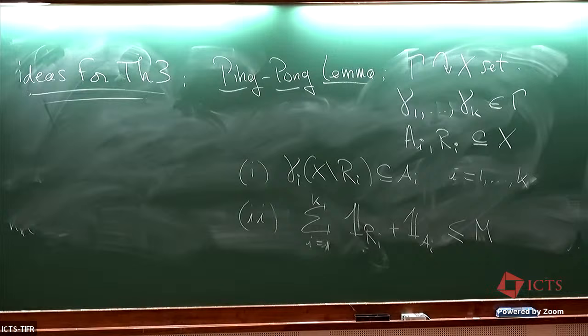What is lambda here? Lambda is the representation on L2 of X, where you view X as a discrete space, so there's no topology. This is an abstract lemma. It doesn't have to be, but it's the same for the Cajun constant.